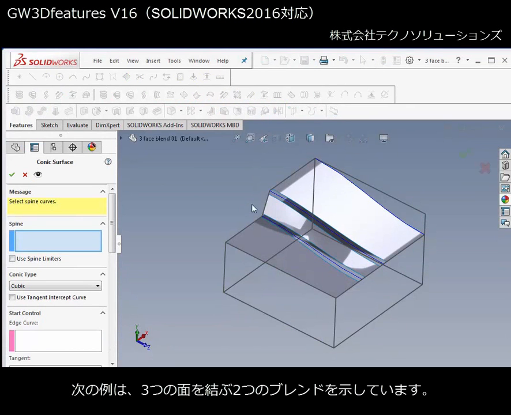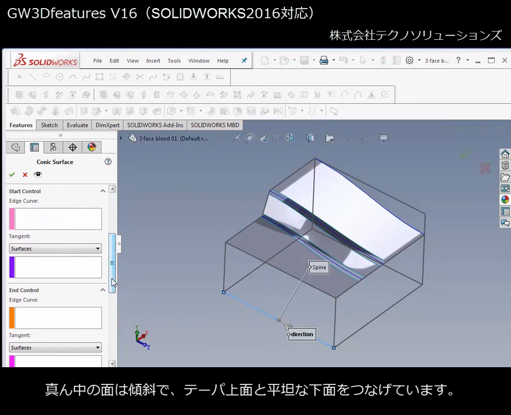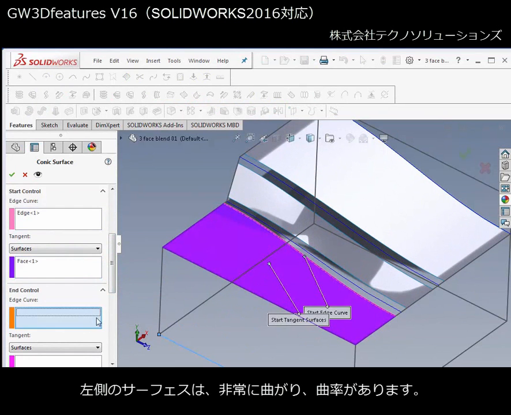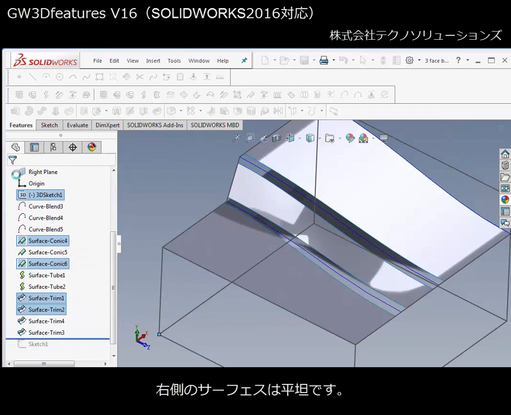This is one of my favorite examples. This shows two blends connecting three faces. The middle face is a ramp connected to the taper upper surface and a flat lower surface. The left-hand side of the surfaces are very curvy or have a nice curvature, but they result in a very flat surface to the right.